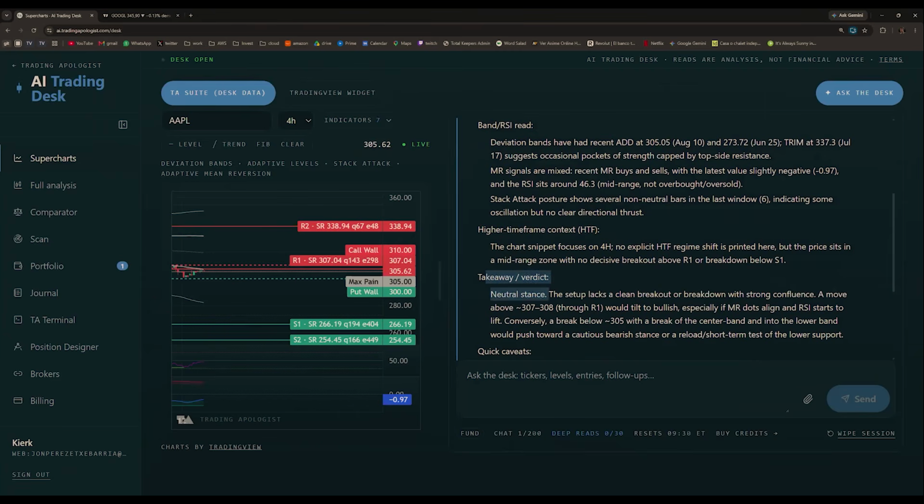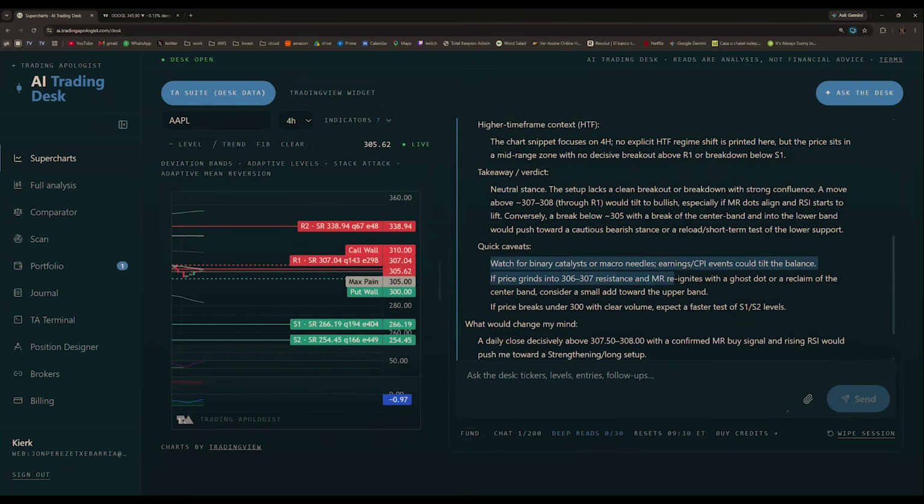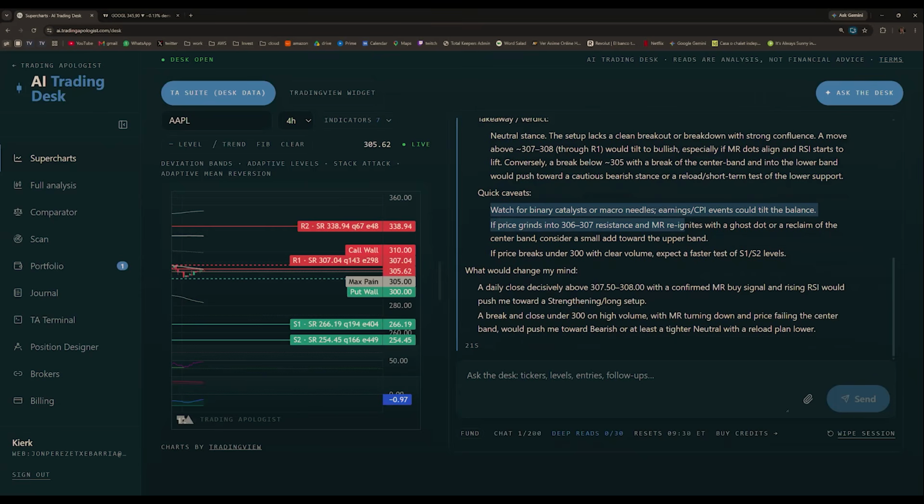Then it will give you also takeaways. It's a neutral stance. Currently, it's not seeing a way to either trim, exit, or enter. And then it will give you some caveats, basically what will change its mind. A daily close above this, with the confirmed reversion signal, will make it say, hey, this is strengthening. A close below 300 with high volume will be the opposite.